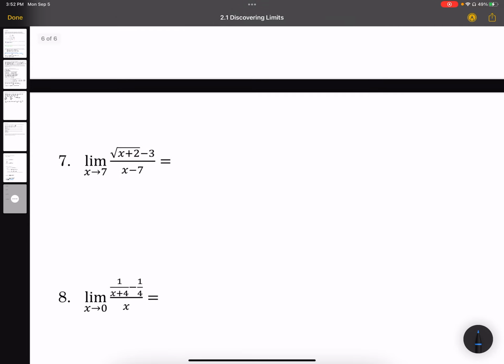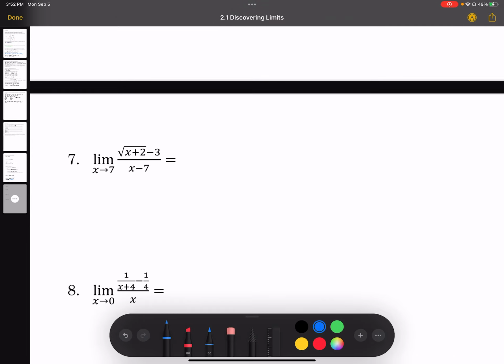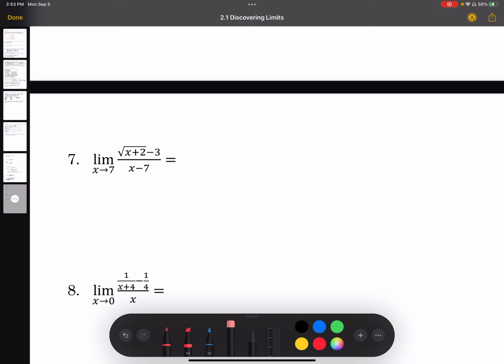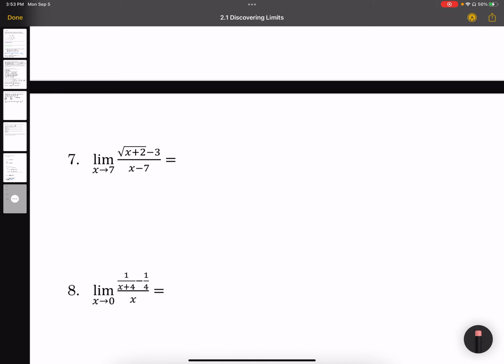For number 7, if we try to substitute in 7, we're going to get the square root of 9 minus 3 divided by 7 minus 7. That's going to give us this indeterminate form of 0 divided by 0. So when this happens and we have a square root, we can multiply both the numerator and denominator by the conjugate of the square root expression. So that's what we're going to do.